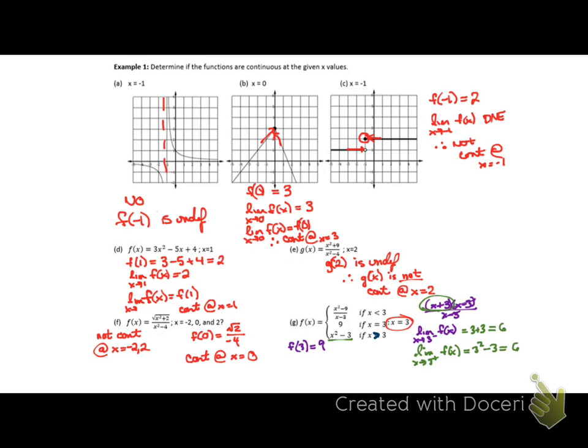So the limit exists, but the limit as x approaches 3 of f of x is 6, which means that this, the 9, does not equal 6, which means it is not continuous at x equals 3.